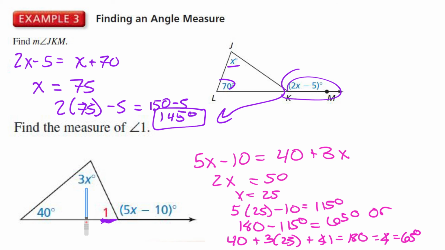Or I could have substituted that x equals 25 in for here. Then that would be 75 plus 40 plus angle 1 is equal to 180. And I would still get 65 degrees.